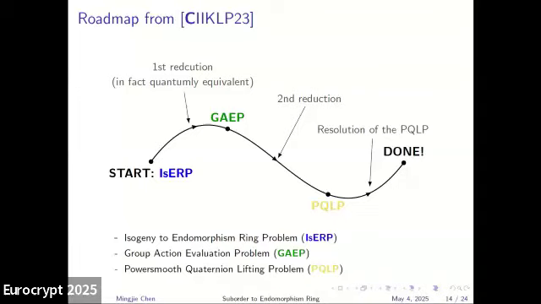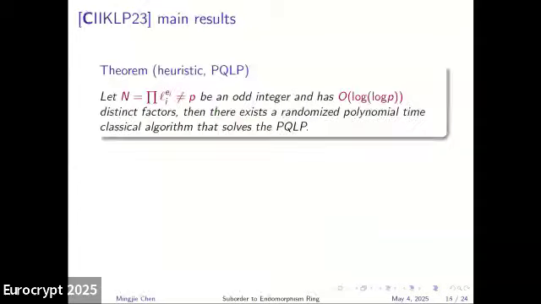It doesn't make any sense. I will define this later, but bear with me. Just remember this name, PQLP. And then they resolve PQLP partially, so that led to a partial resolution of easy ERP. OK, here is a summary of their result.